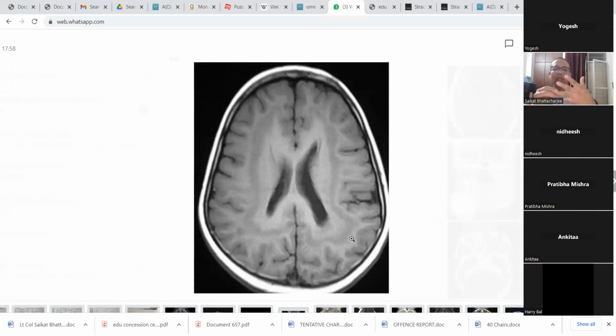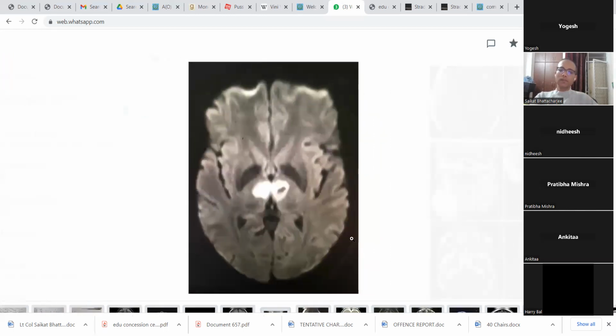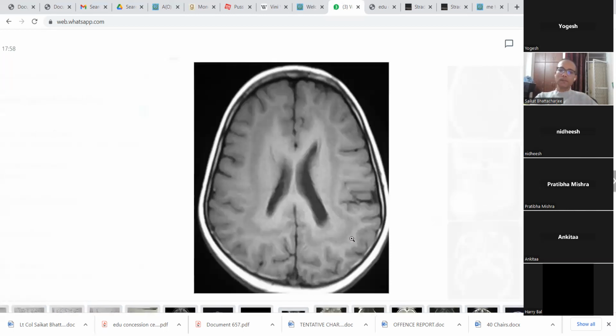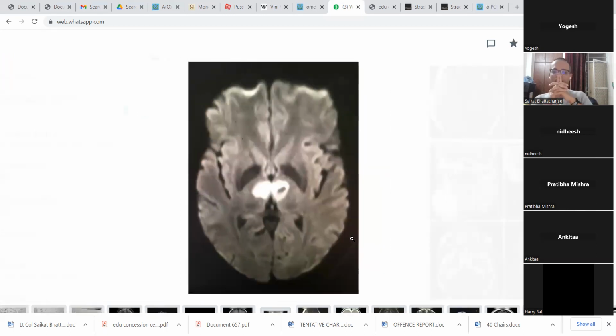Can there be other kinds of morphological variants of heterotopias? Nodular heterotopia. Yes, nodular heterotopia. Okay, nodular heterotopia, band heterotopia, these are migration disorders. You must know about them. This patient will present with, again, seizures, again intractable epilepsy. Yogesh.